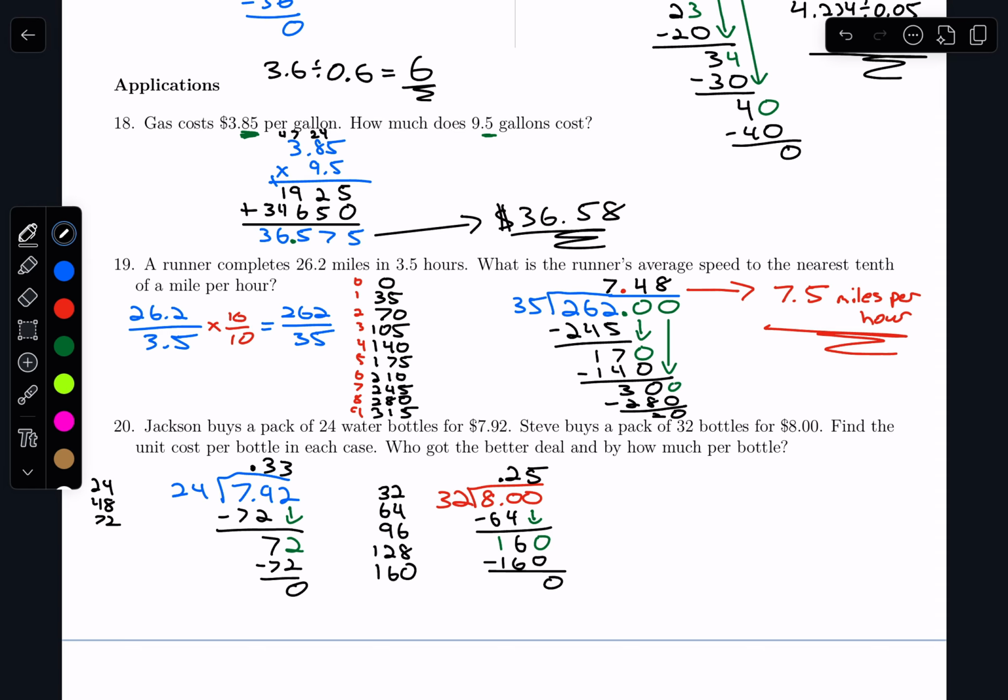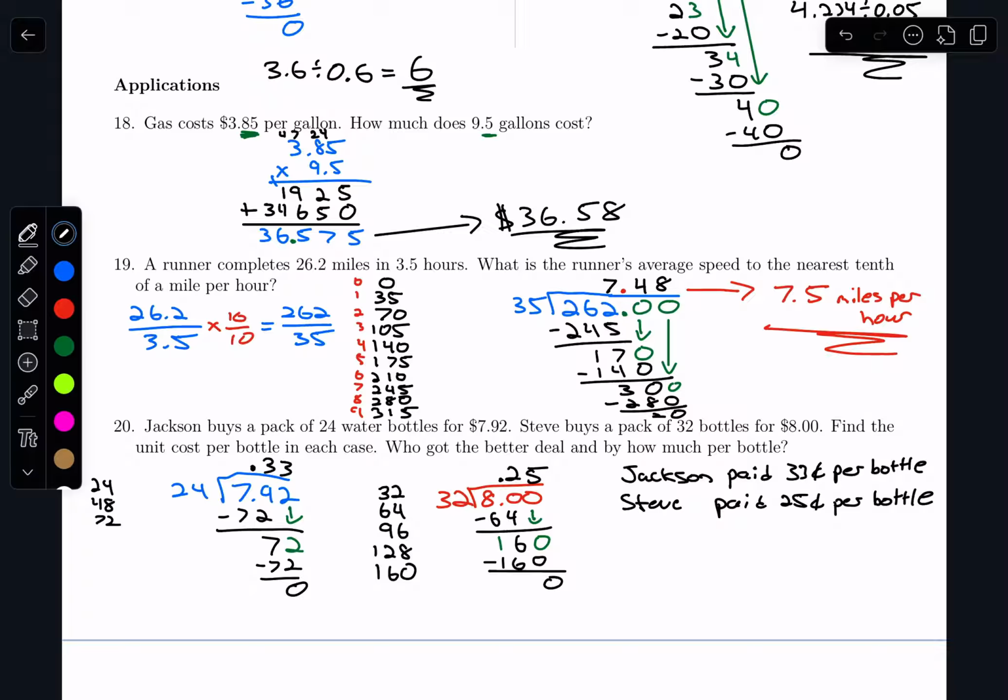So now we have our 2 unit costs. We have that Jackson paid 33 cents per bottle. Remember, the word per means to divide, so we divided money by number of bottles and got cents per bottle. And then we have that Steve paid 0.25, which is 25 cents per bottle. So it's clear who got the better deal. Steve paid less per bottle.